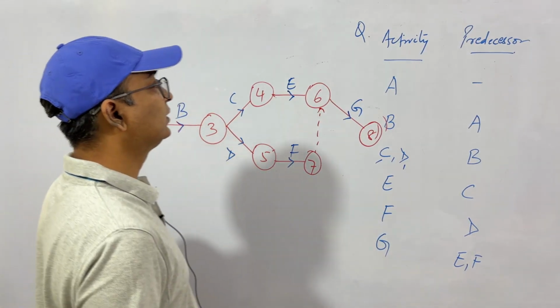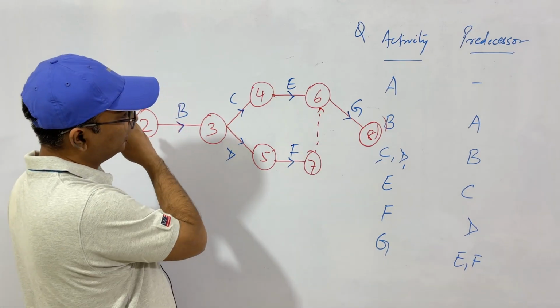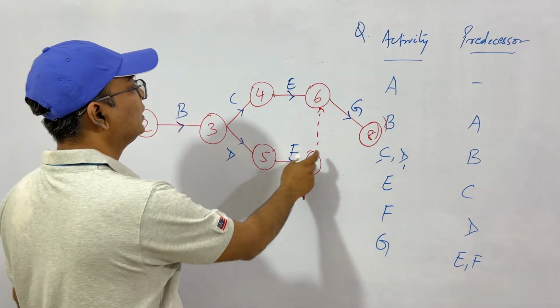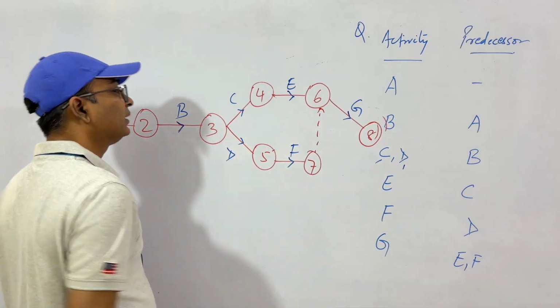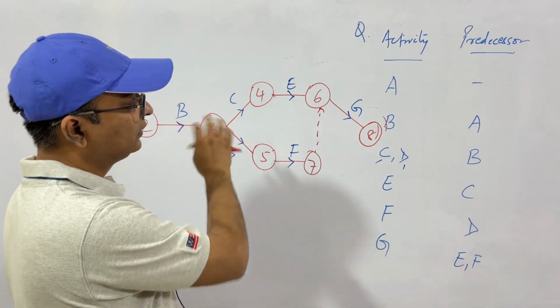Why? You'll understand later on. It will be very useful when you will be putting forward pass and backward pass timings. Then putting this dummy activity will be very useful. So the solution of this is this. Okay.